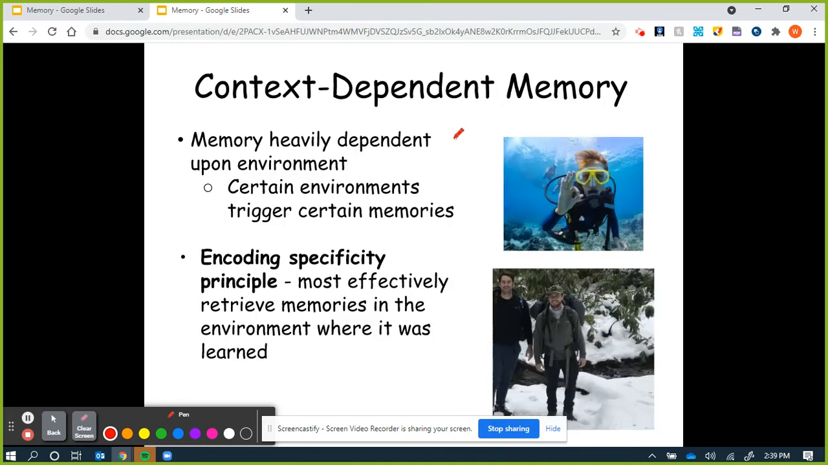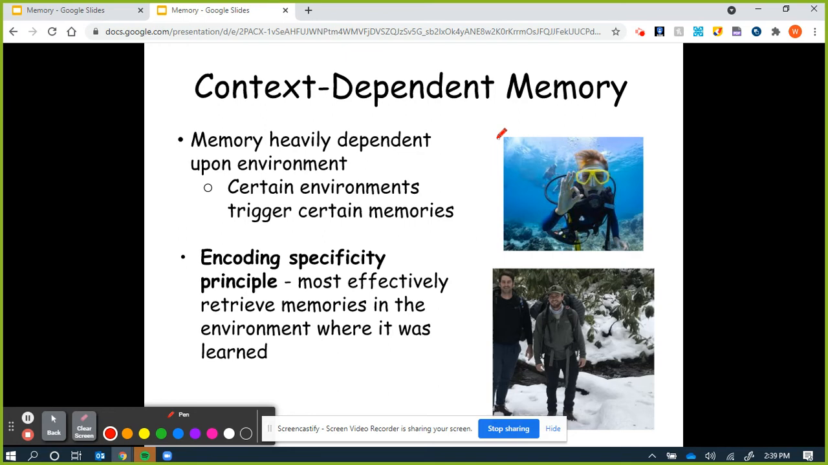All right, context-dependent memory. One way that we can be primed is that when we are in certain environments, they trigger certain memories. Chances are you remember psychology the best if you're in person, in the classroom that you learned it in.